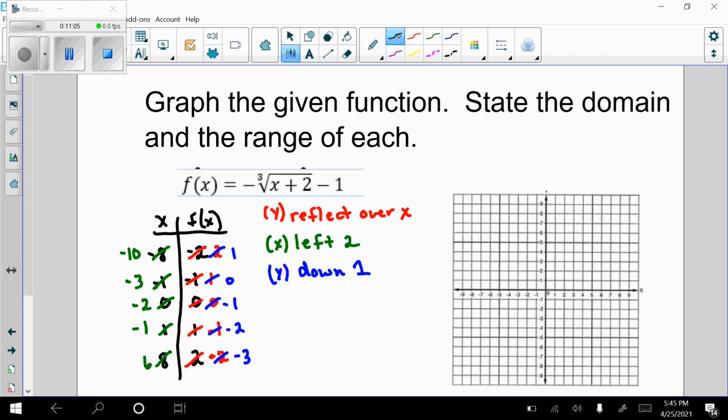If I graph those, negative 10, positive 1. Basically that vertex 0, 0 has moved to negative 2, negative 1. And then I have negative 1, negative 2. Something is wrong there. Oh, never mind, I just put it in the wrong spot. Negative 1, negative 2. And 6, negative 3.